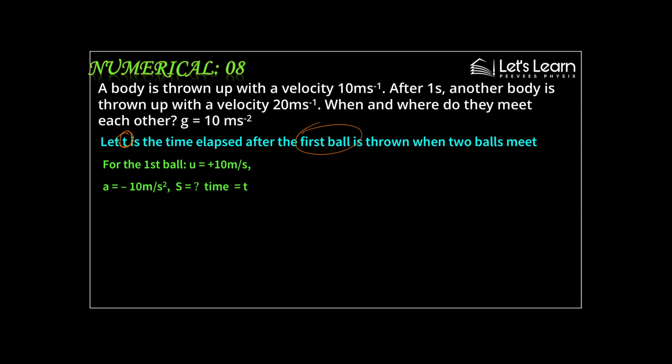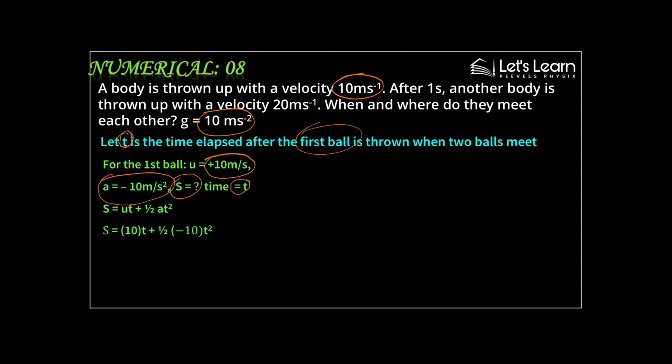The ball number 1 is thrown up with 10 meter per second. So starting speed is 10, upwards positive. Acceleration is always negative. It's taken as 10. And we wanted to find s. We assumed the time taken is t. We go for the equation without v, which is s equals ut plus half a t square.